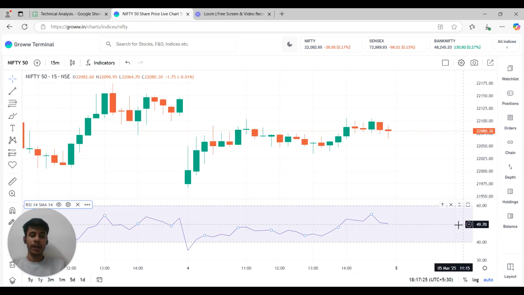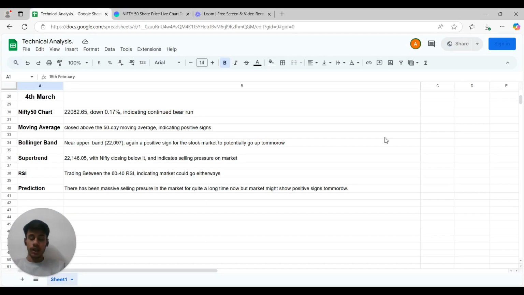But today, as we can see, the market closed at around 50 RSI, exactly between the 60-40 RSI. So there is not much prediction that RSI can give us for tomorrow's market, and the market could go either way. So now let's sum up our entire discussion and let me give you a brief of today's performance.